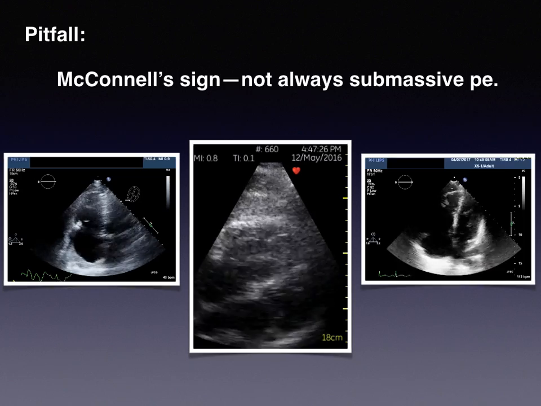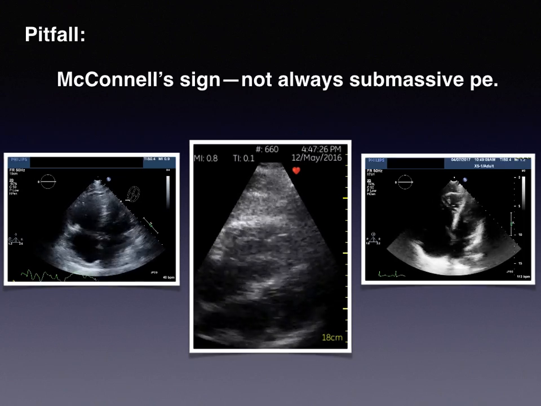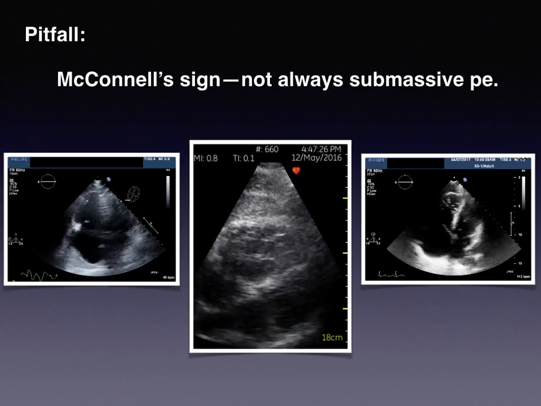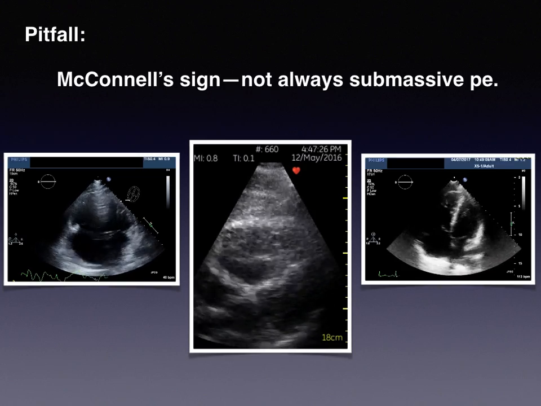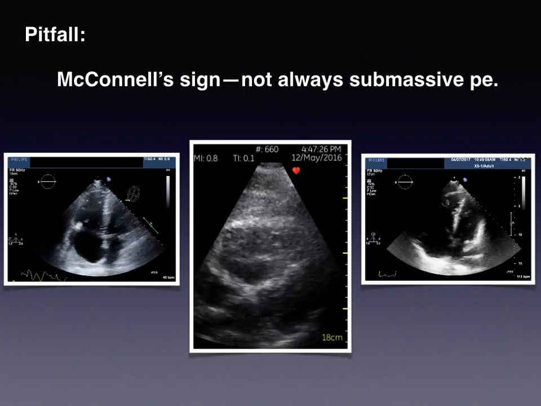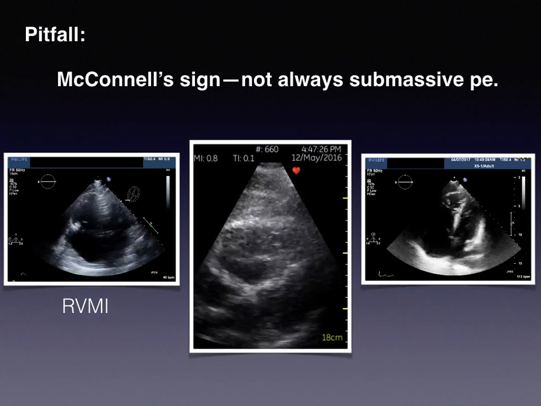where the apex of the RV is hyperdynamic and follows the left ventricular function, which is hyperdynamic, but the rest of the RV is dilated and poorly contractile with poor tricuspid valve motion. Because of this, there appears to be a hinge point up in the RV apex. That's McConnell's sign. But it's not always submassive pulmonary embolism.